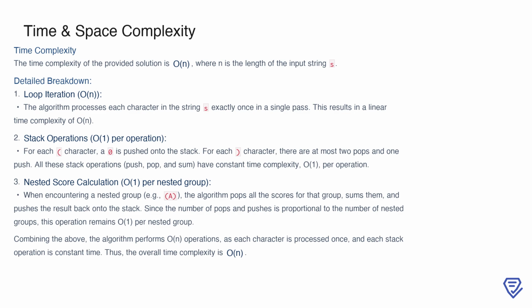This includes pushing a 0 onto the stack for each open parenthesis, and popping, summing, or pushing results when encountering a closing parenthesis. Finally, the nested score calculation, where scores for groups like (A) are popped, summed, and pushed back, is also constant time per nested group. Adding these together, the algorithm's total time complexity is O(n), since each character contributes to a single operation, and all stack operations are efficient.